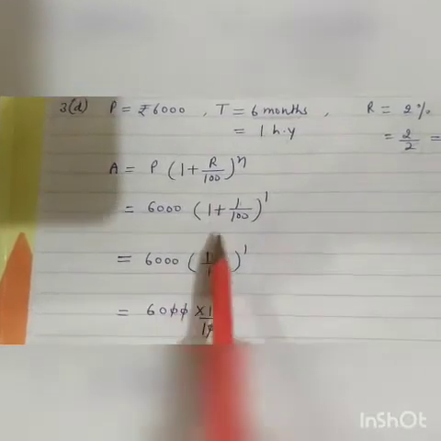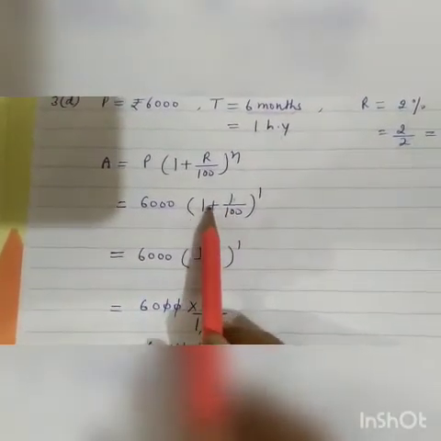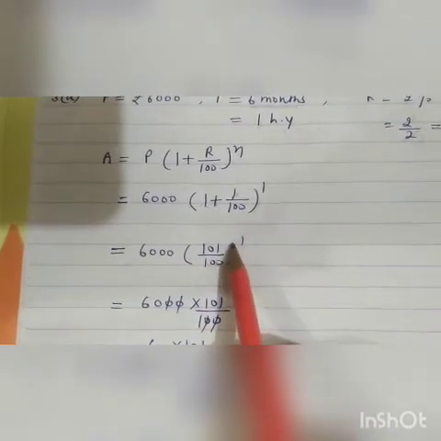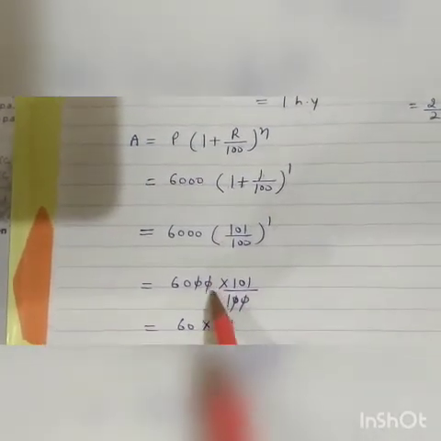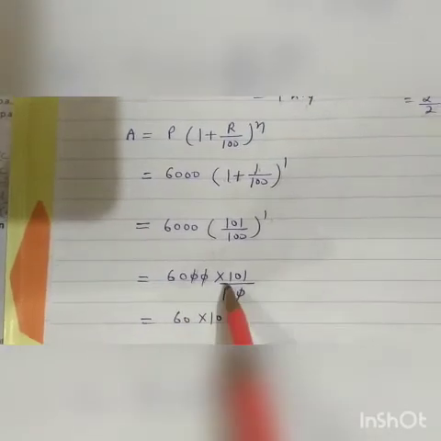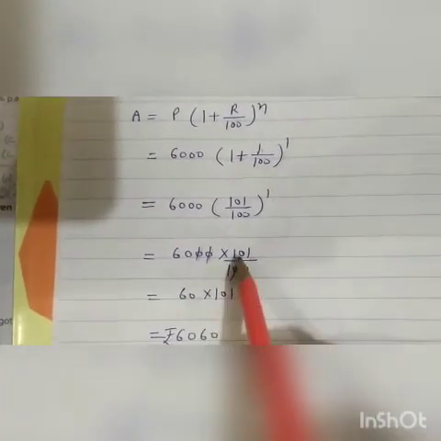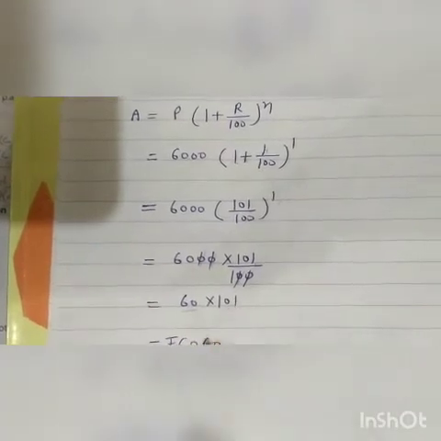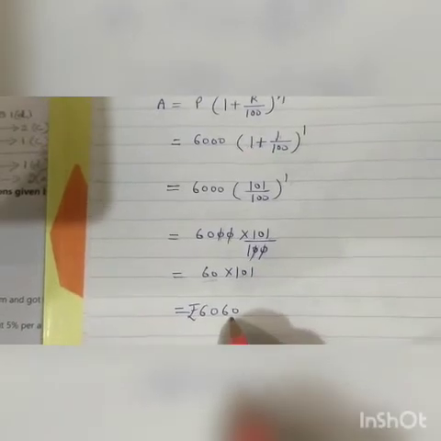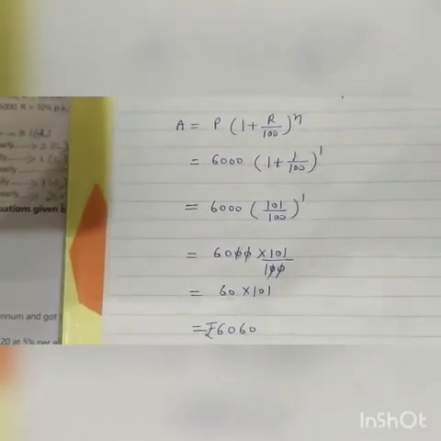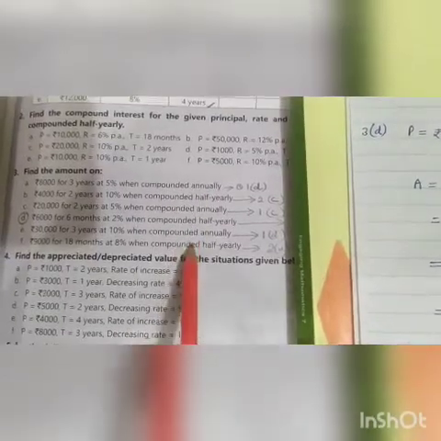Now 6,000 (100 plus 1) 101 upon 100 power 1 whole power 1. Now 6,000 multiply 101 upon 100. 0 0 cancel, 0 0 cancel. Now 60 multiply 101. 6 ones are 6, 6 ones are 6, 0. So the amount is 6,060 rupees. No need to find compound interest because we have to find only the amount. Do not find compound interest in question number 3 in any part.